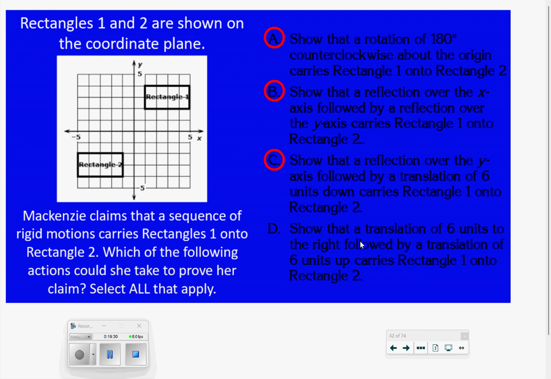All three of these work, but this one only works if you're going from 2 to 1. If you slide over 6 and then up 6 from 2 to 1, that works. But it says from 1 to 2. So that would mean you would slide right 6 and then up 6, and that wouldn't even be over the graph. So D does not work.